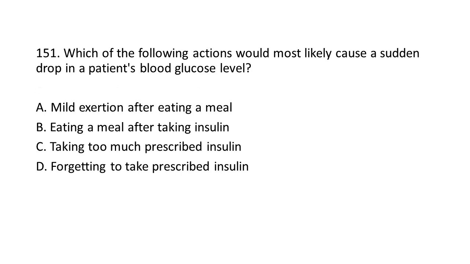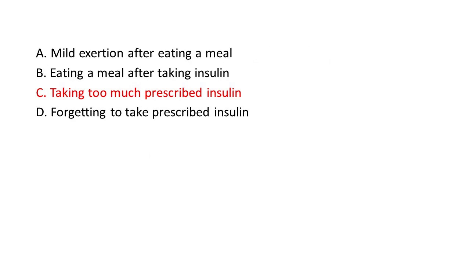151. Which of the following actions would most likely cause a sudden drop in a patient's blood glucose level? A. Mild exertion after eating a meal. B. Eating a meal after taking insulin. C. Taking too much prescribed insulin. D. Forgetting to take prescribed insulin. The answer is C. Taking too much prescribed insulin.